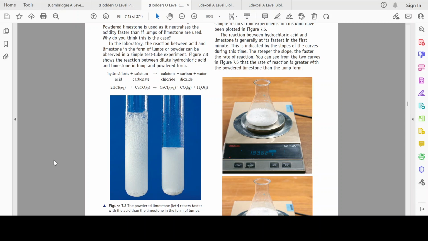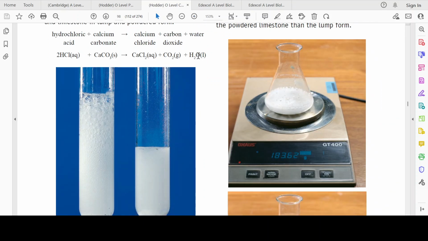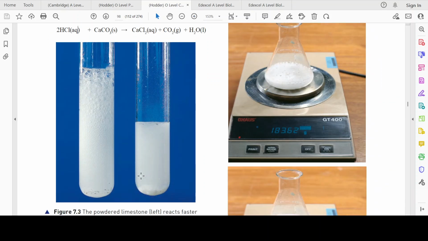So if the concept is clear, then they give the example of putting a lump of calcium carbonate, which is a solid, into hydrochloric acid, which is aqueous. If I zoom in down here, this was a lump, and you can see that white calcium carbonate at the bottom.